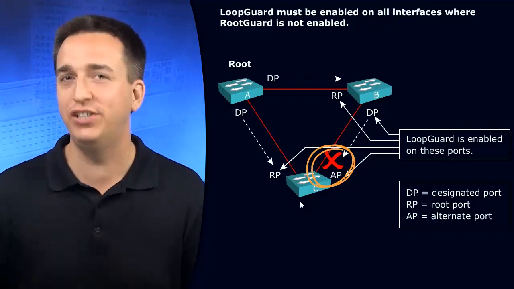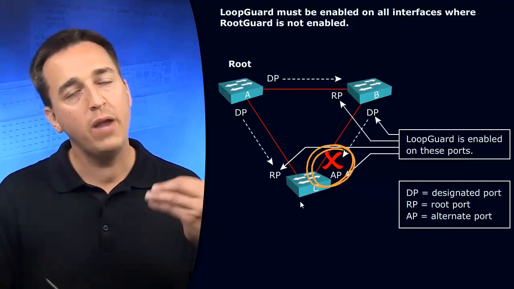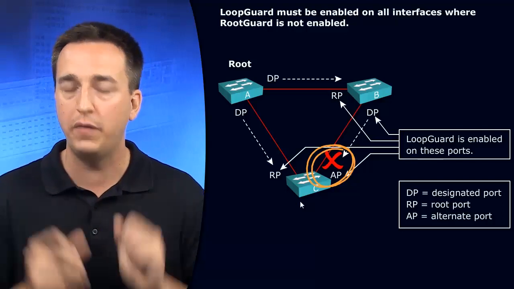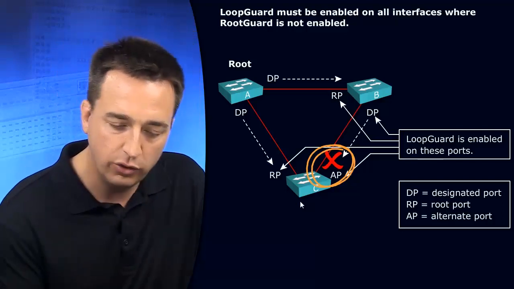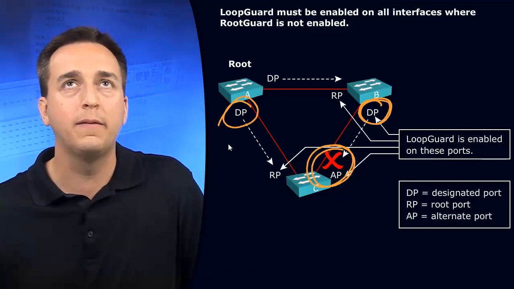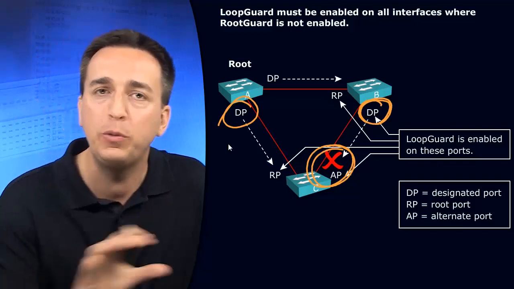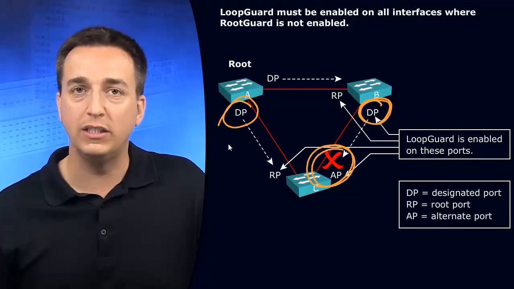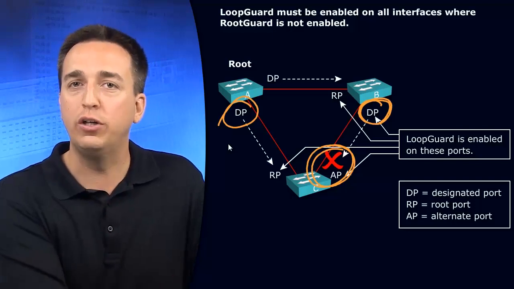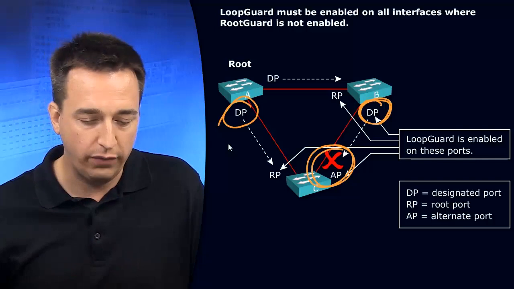However, you really want to be mindful about the hate relationship between LoopGuard and RootGuard. Because of the way RootGuard works and LoopGuard works, they don't work well together on the exact same interface. So if you've configured this port and this port with RootGuard, then do not enable LoopGuard on those interfaces, because LoopGuard will disable RootGuard. It takes precedence over that RootGuard configuration.